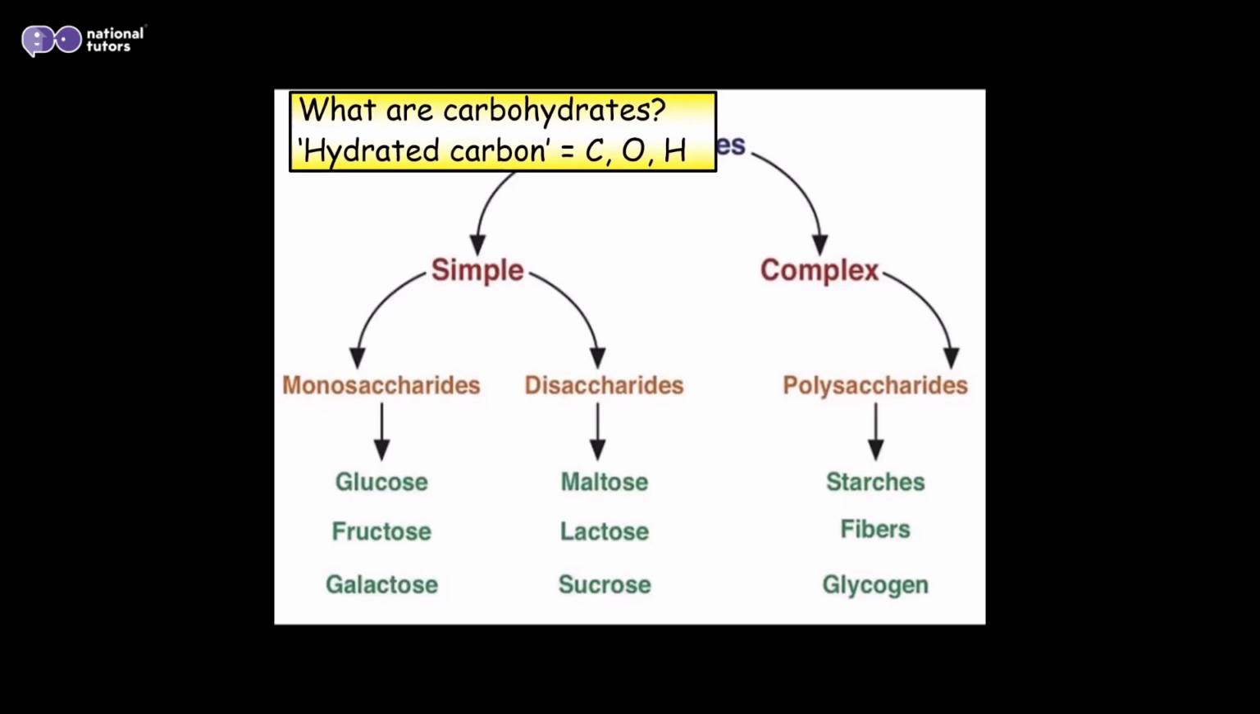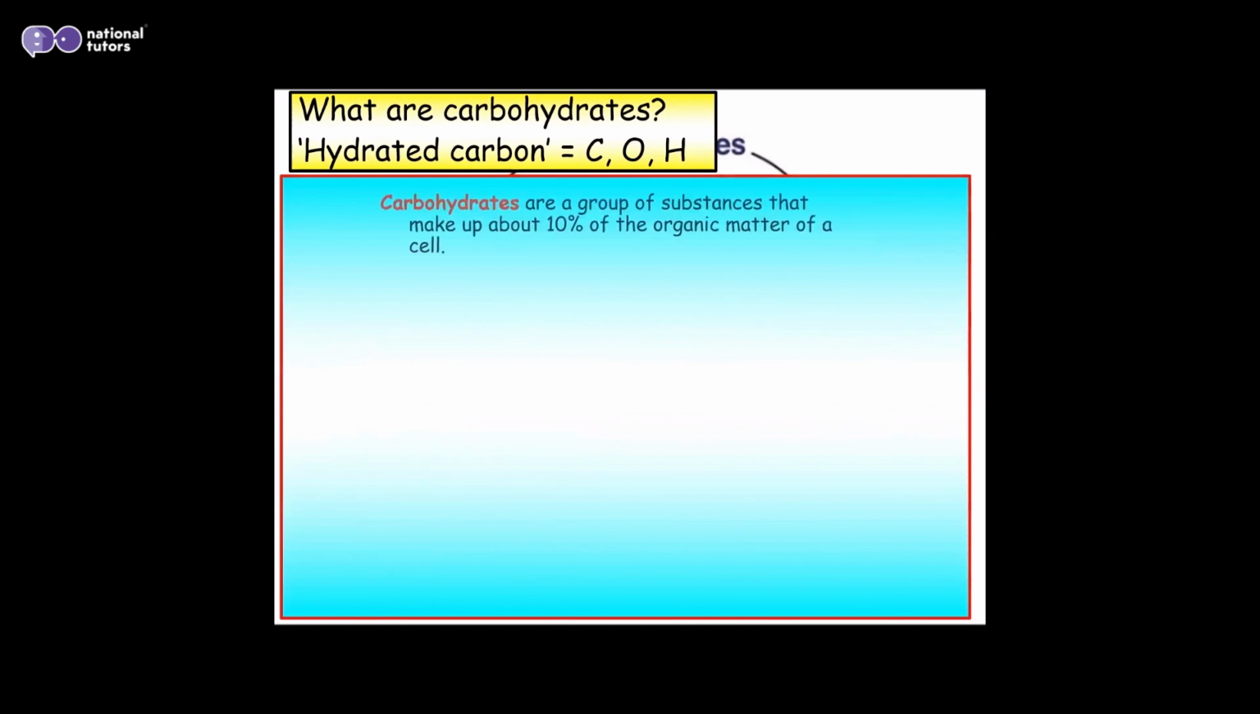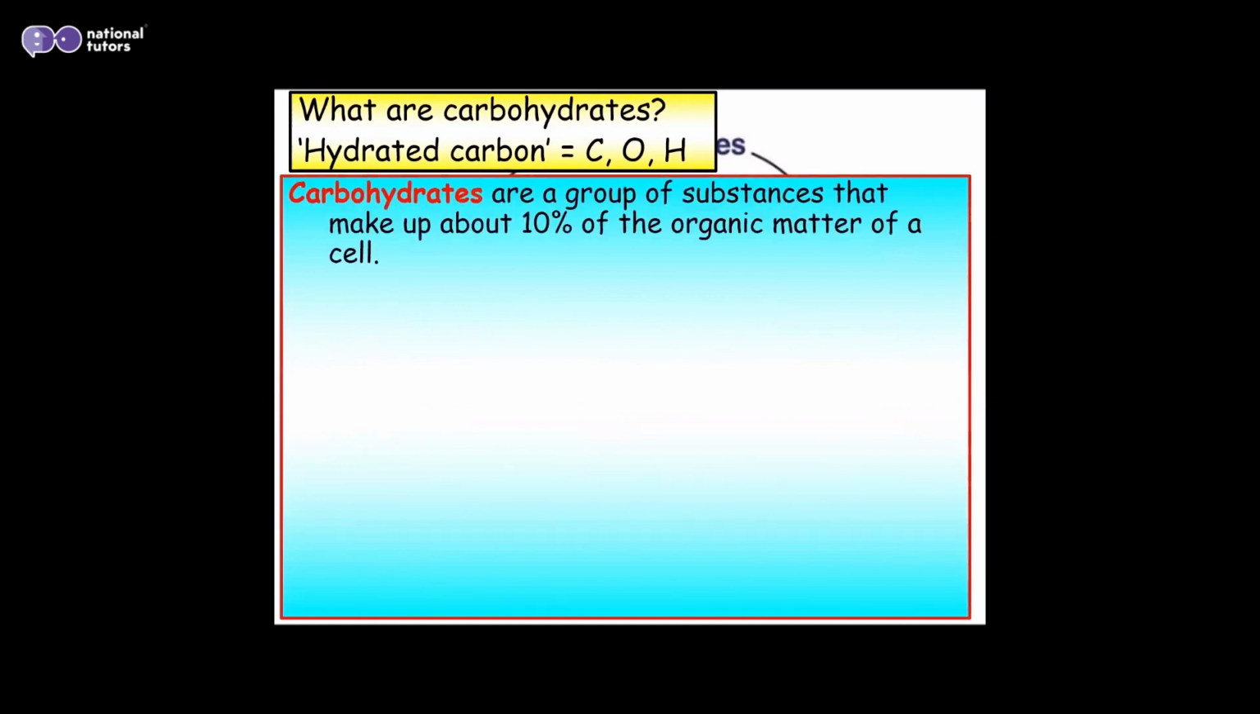Obviously, there's loads of others. There's pentose sugars and stuff, which we will touch on, and we'll have a look at a few of them, but we won't go into too much detail. So the carbohydrates themselves make up about 10% of the matter of the cell. You're not going to be asked that in exam. It's just an interesting fact, and I quite like the fact that 10% of your body effectively is made up of carbohydrates. And it's a vital functioning molecule.